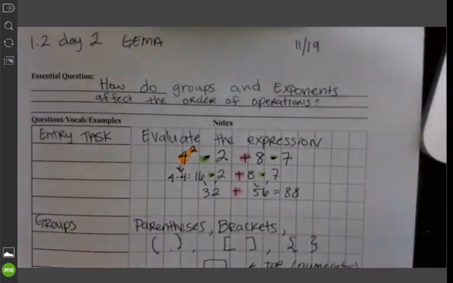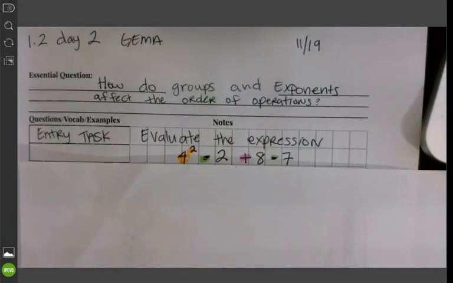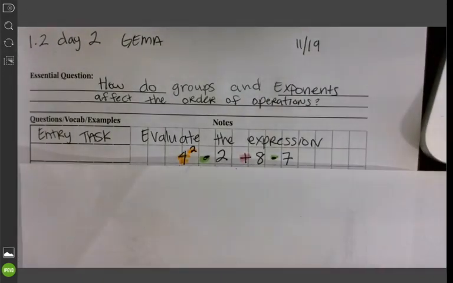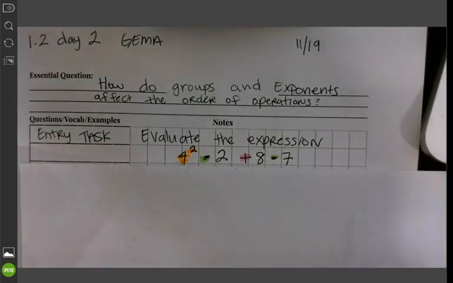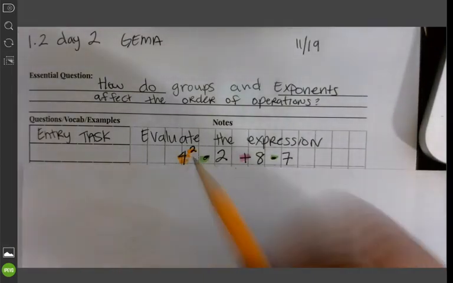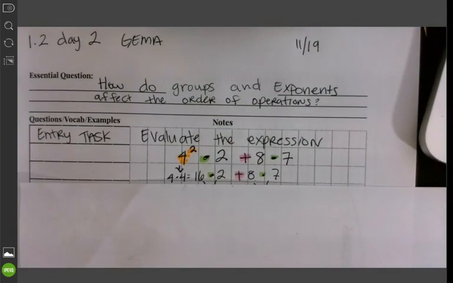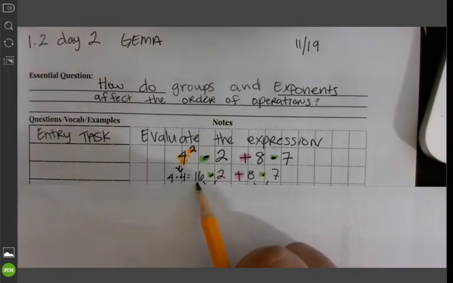Okay, let's continue on with the video lesson. So the entry task is to evaluate the expression 4 squared times 2 plus 8 times 7. According to Gemma, we have to do groups first. There are no groups in this expression. E stands for exponents. 4 squared means 4 times 4, which is 16.